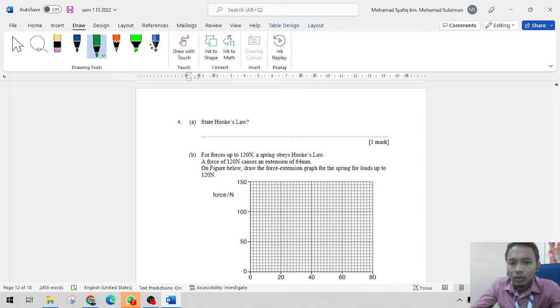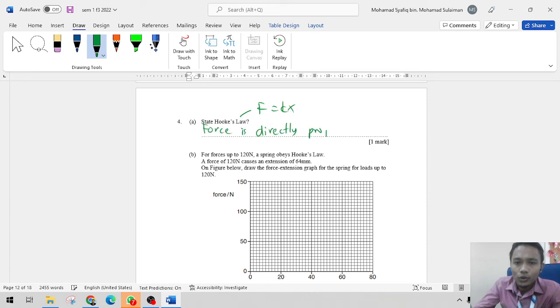Alright, Hooke's law. F equal to kx. So it is force is directly proportional to extension of spring.